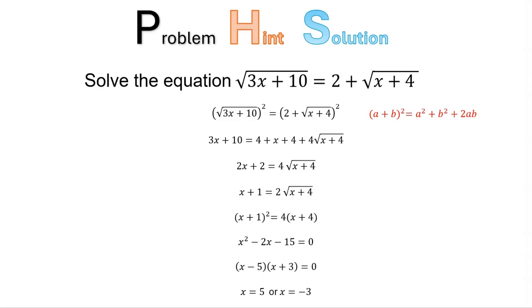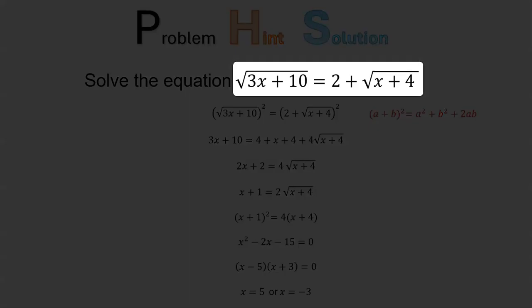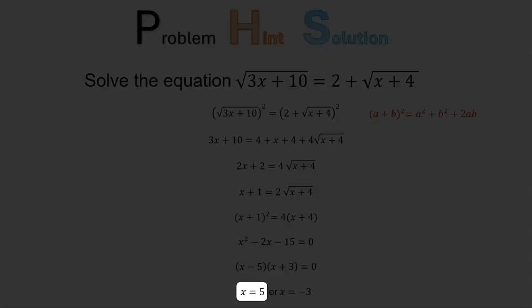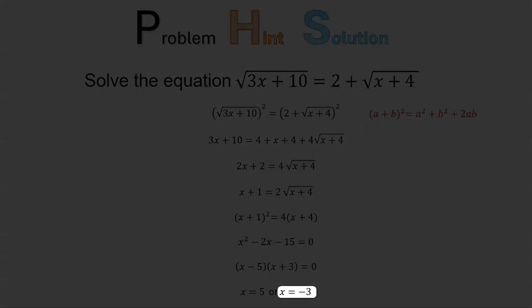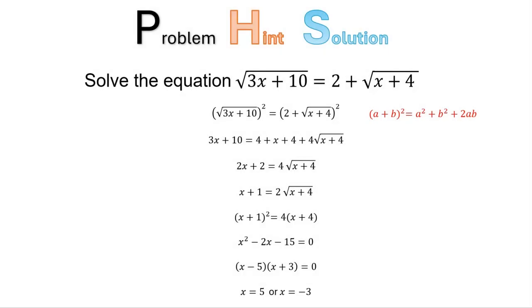Now I did mention previously to check your answers carefully. Substitute these into the original equation to make sure that they balance. Substituting x equals 5 gives us 5 on the left hand side and 5 on the right hand side, so that works. Substituting negative 3, the left hand side gives us 1, and the right hand side gives us 3, so that actually does not balance. So that's not a correct solution. So the only correct solution is in fact x equals 5.